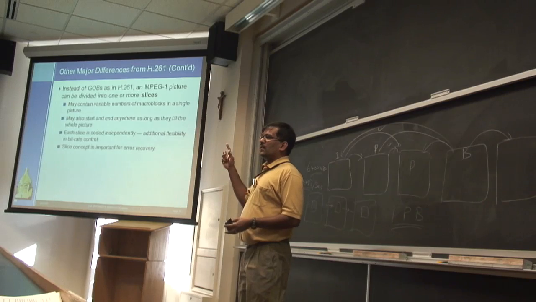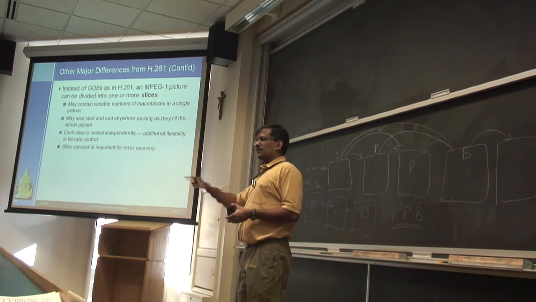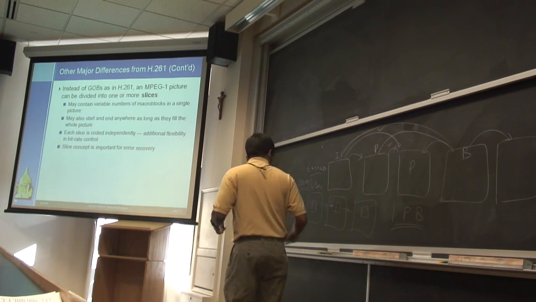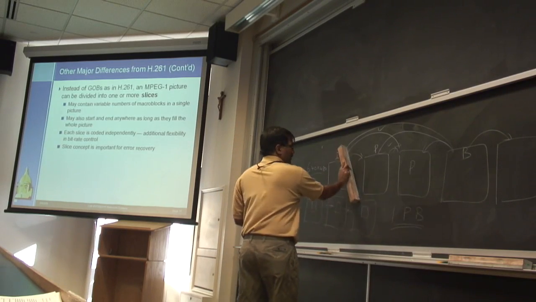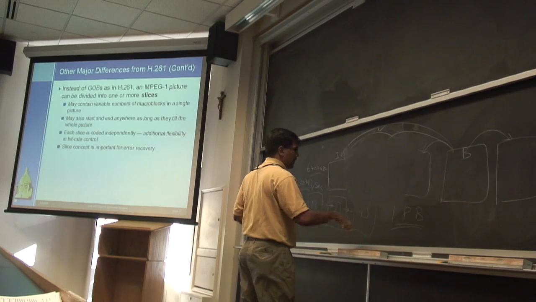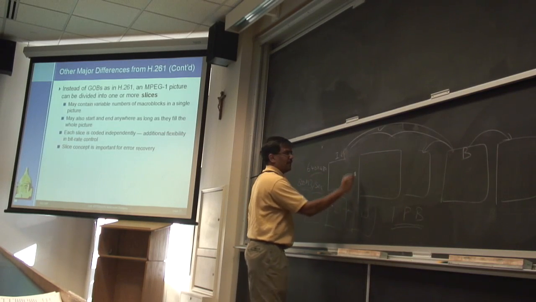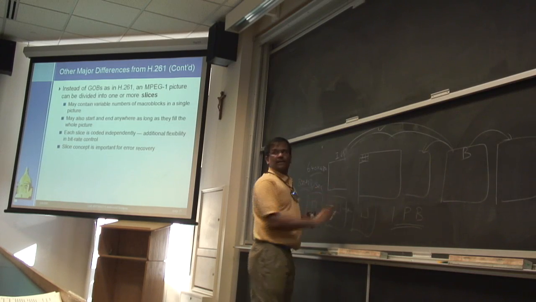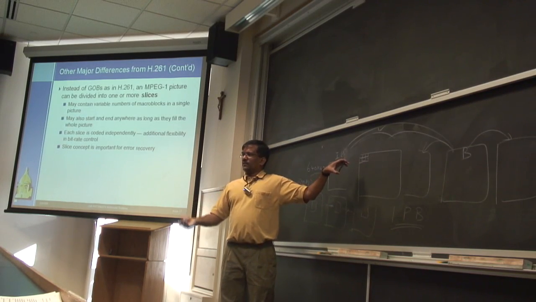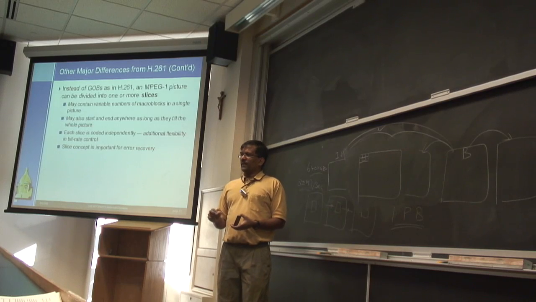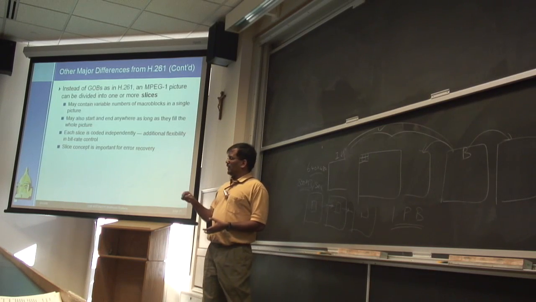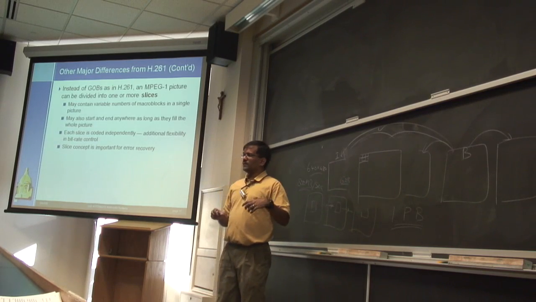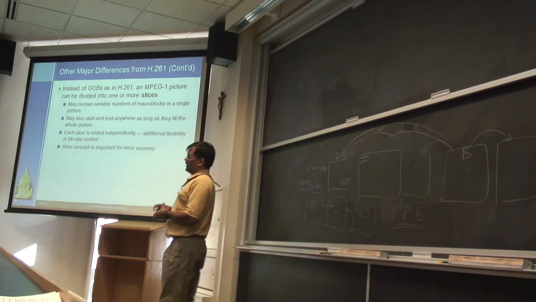The other major difference is the notion of a slice, which you'll see is taken all the way to MPEG-2 and so on. So the idea here is within a particular frame, remember that we have the notion of a block. Then we have a notion of a macro block, which is a collection of blocks, right? Then in H.261, we had the notion of a group of blocks, where it's a group of the macro blocks. And here we call it a slice.